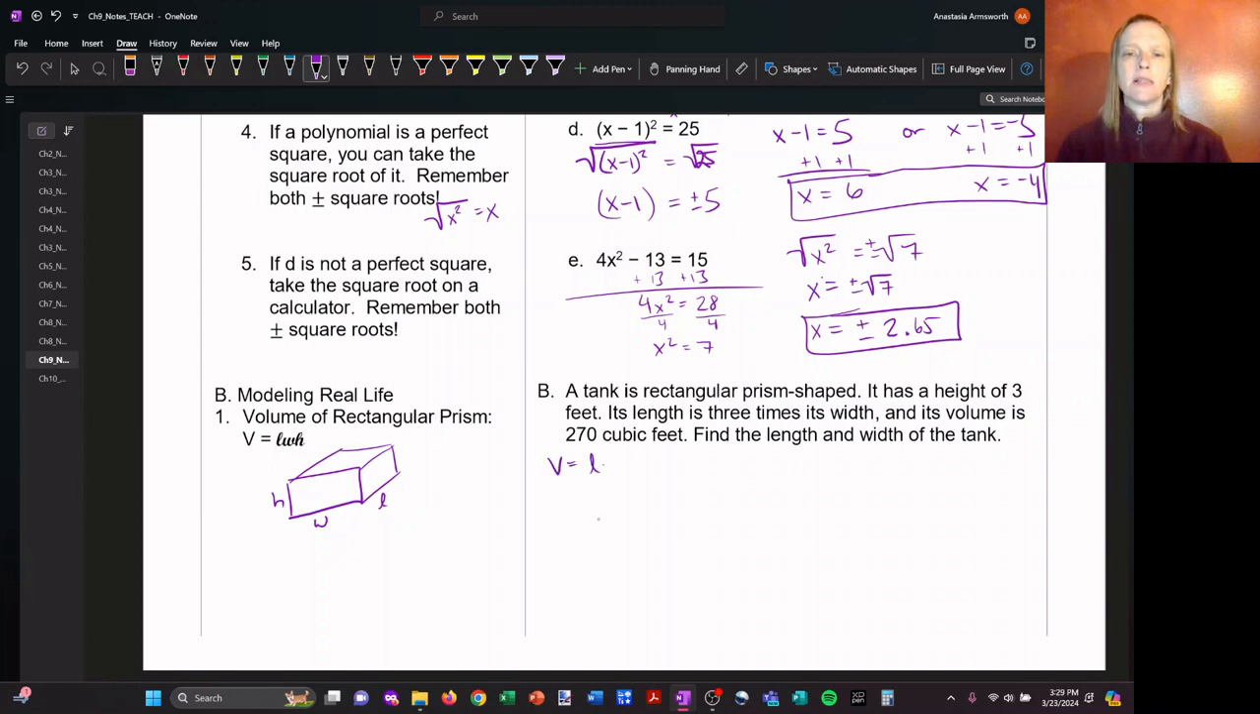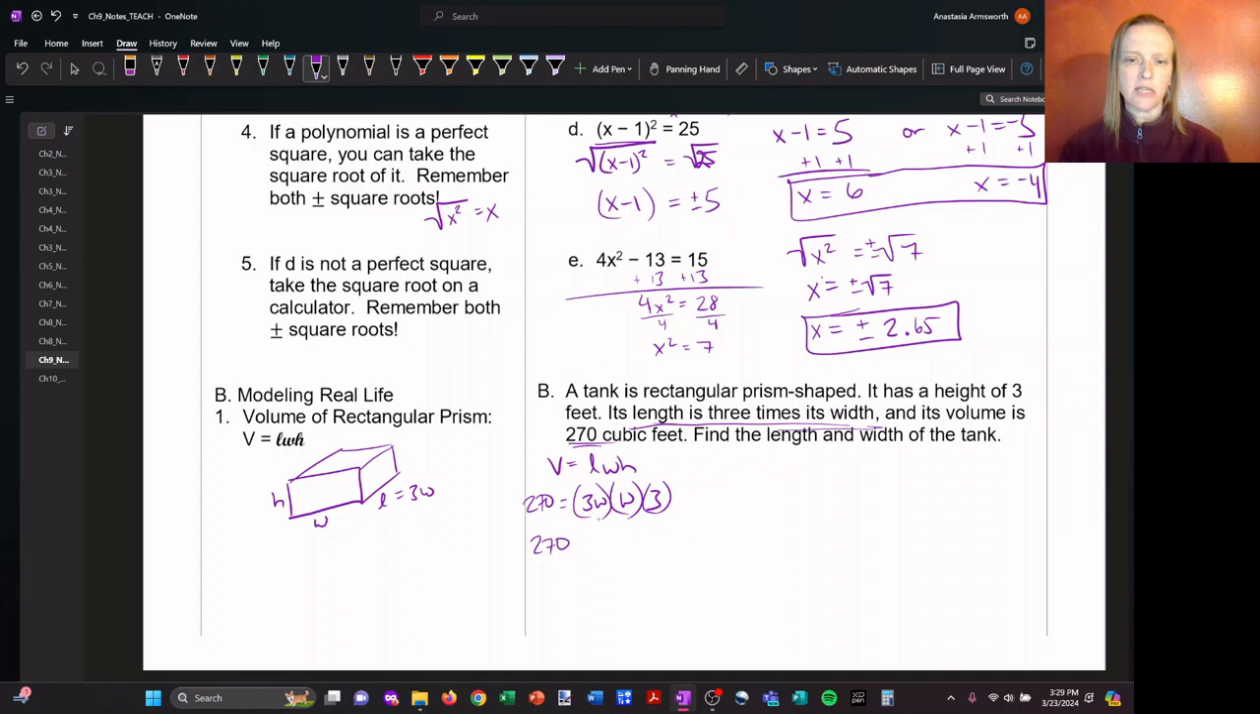And if the volume is length times width times height, and I know that the height is 3 feet, and I know that the length is 3 times its width, so the length is the same thing as 3 times W, so I'll plug in 3 times W there. And then the width is just W. That all works out to be 270 cubic feet. So I plug in 270 for the volume, and I can attempt to solve this equation.